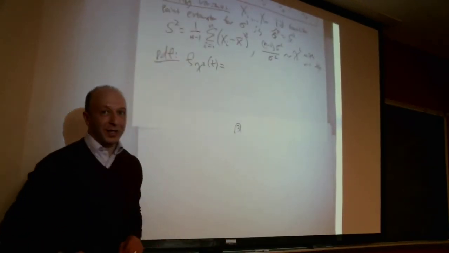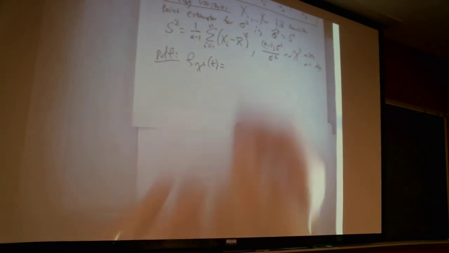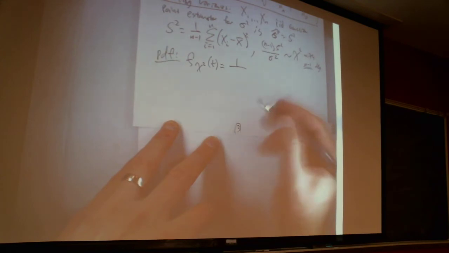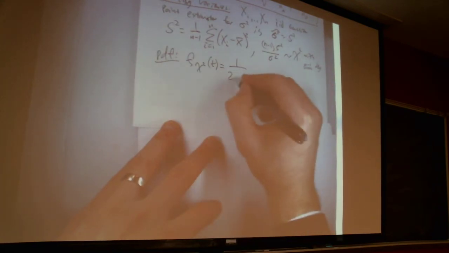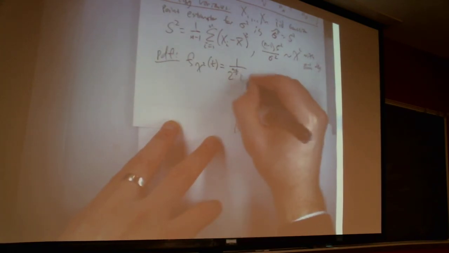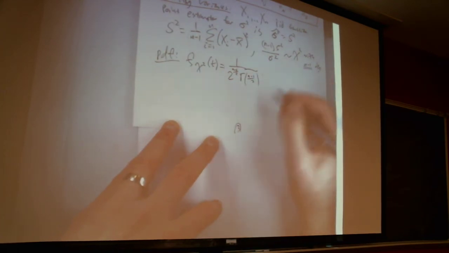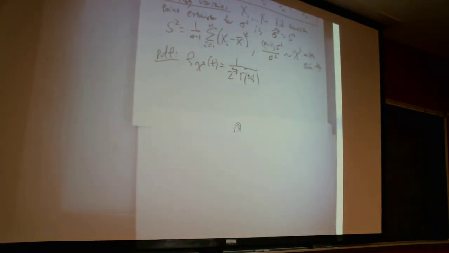What's the PDF of a chi-squared? There's some constant. Let's do the n minus 1 degrees of freedom. So it's 2 to the n minus 1 over 2 gamma of n minus 1 over 2. That's less important, and you can work it out. But what is the density itself?